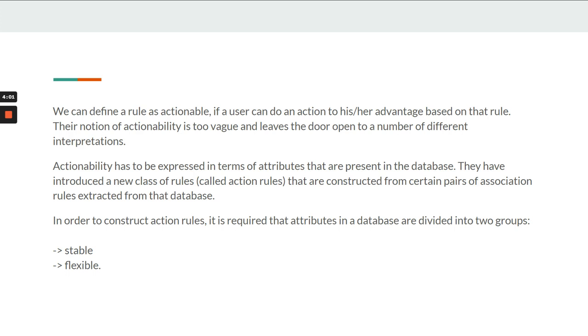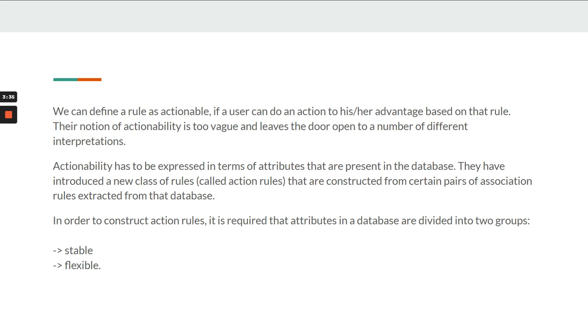So now we can define a rule as actionable if a user can take an action to his or her advantage based on that rule. Their notion of actionability is too vague and leaves the door open to a number of different interpretations. Actionability has been expressed in terms of attributes that are present in the database.